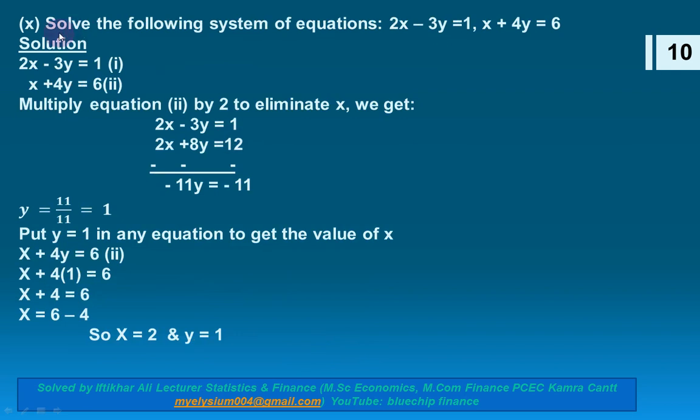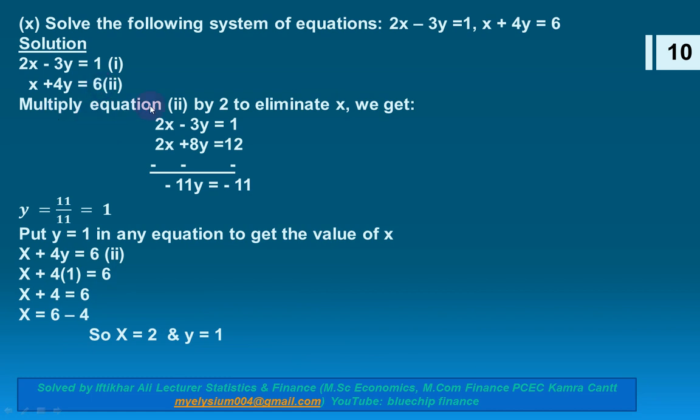Question number 10, solve the following system of equations: 2x minus 3y equals 1 and x plus 4y equals 6. It is the case of simultaneous linear equation. There are a lot of other methods. You can solve it through inverse method, you can solve it through Cramer rule, Gaussian approach, but here we simply use the simultaneous linear equation method. So 2x minus 3y equals 1, and second equation x plus 4y equals 6.